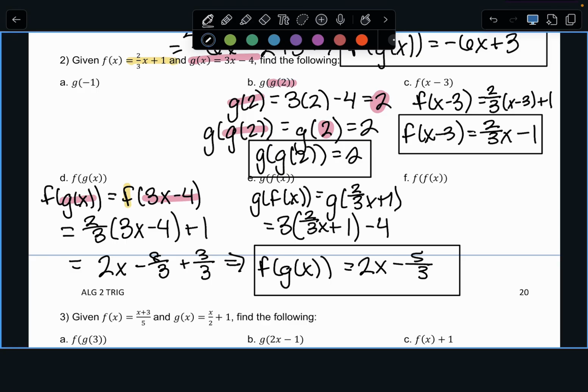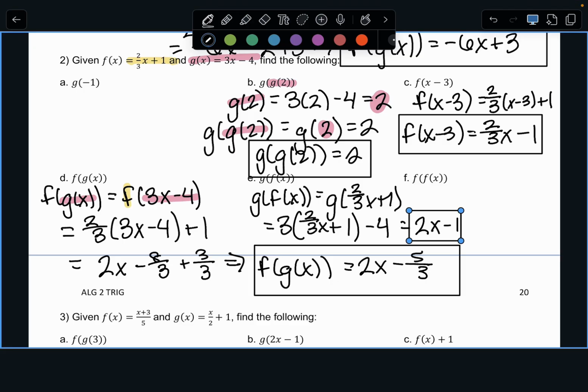Most of you, not most of you, but the mistakes that will often happen is you plug it in and you're done, you're happy about it, but you forget the plus 1 or the minus 4 off to the side. So make sure you do the whole function. If you reduce this, for time's sake, I'm just going to do it for you. You get 2x plus 3 minus 4, so 2x minus 1.